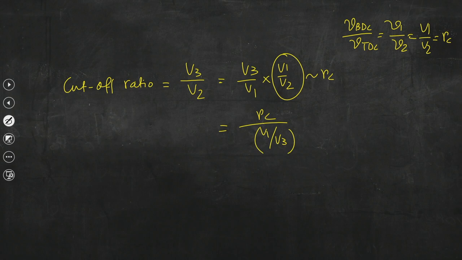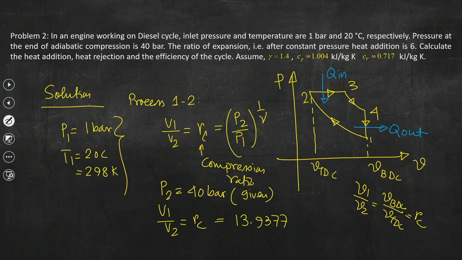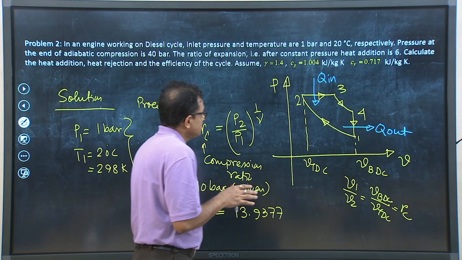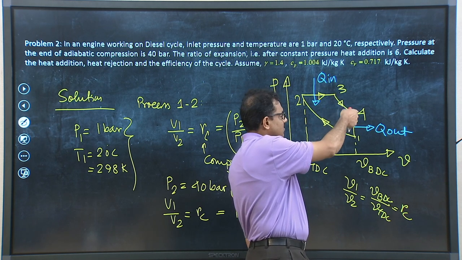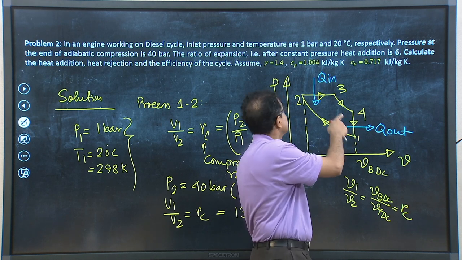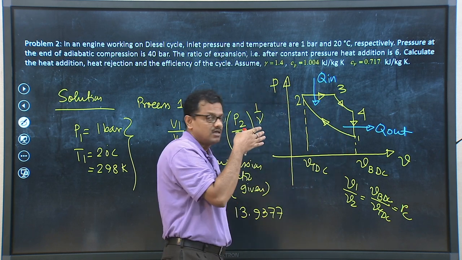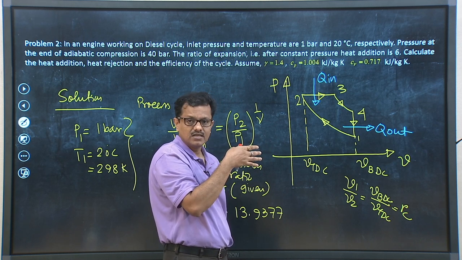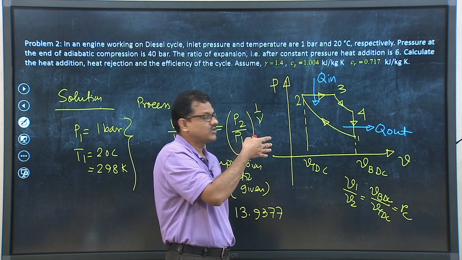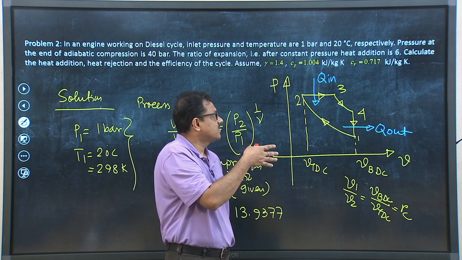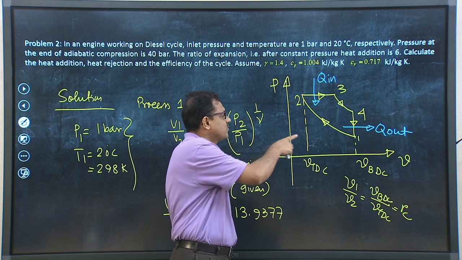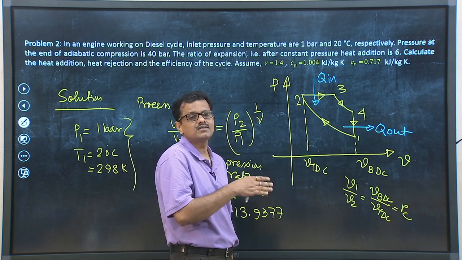So, this V1 by V3, if I go to the problem statement, the compression ratio we have already calculated, that is 13.9377. But it is given that the ratio of expansion, that is after constant pressure heat addition, is 6. The expansion is V4 by V3, but note that V4 equal to V1. After the combustion process, the process 3 to 4 is the isentropic expansion process. There is a change in volume, and the ratio of expansion is V4 by V3. Since V4 equal to V1, as we can see from this PV diagram, V4 by V3 is V1 by V3.